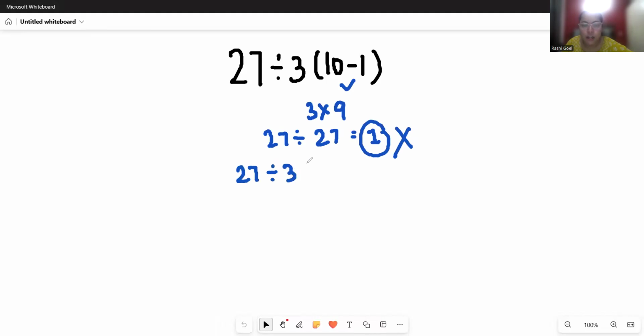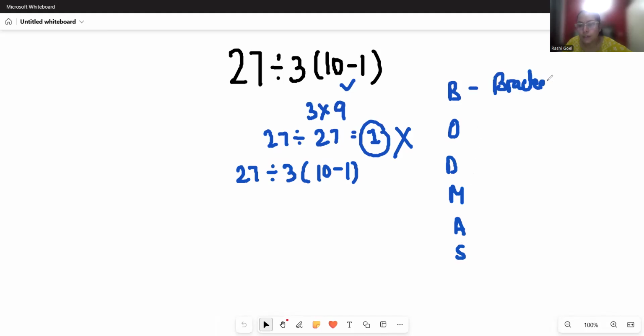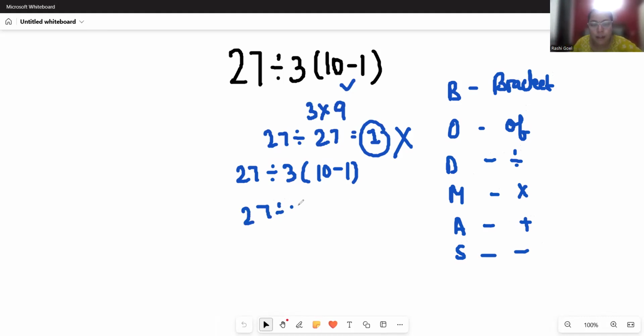When you are given an expression like this with multiple operations, always solve it from left to right or follow the order of operations, which is also known as the BODMAS or PEMDAS rule. As per this rule, first solve the bracket, then of, then division and multiplication, which both have the same priority. Similarly, addition and subtraction. So 27 divided by 3.